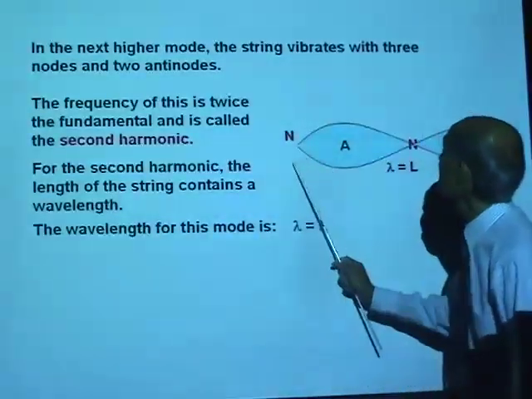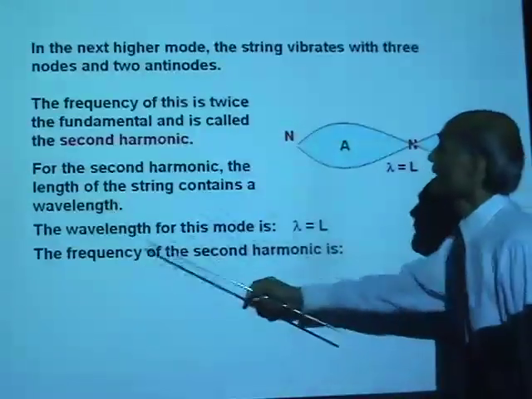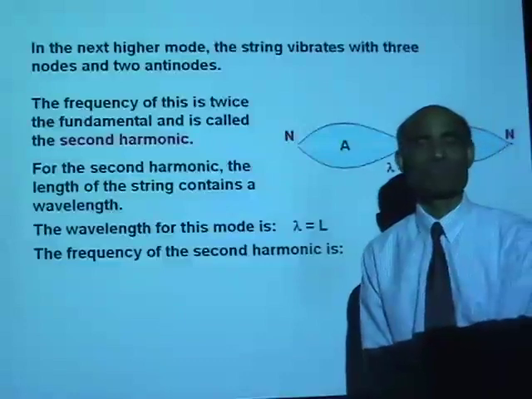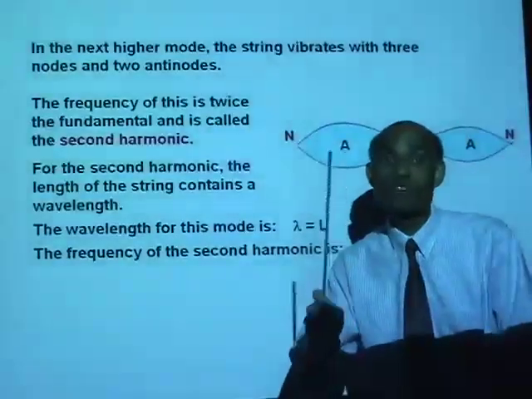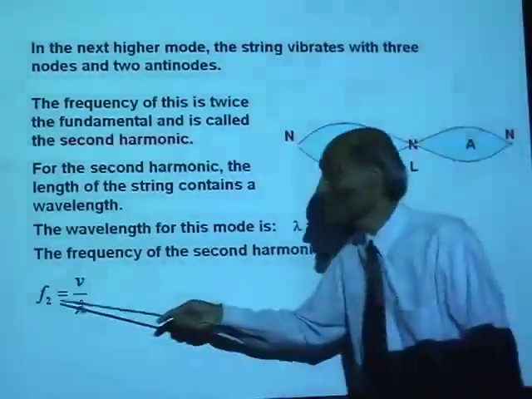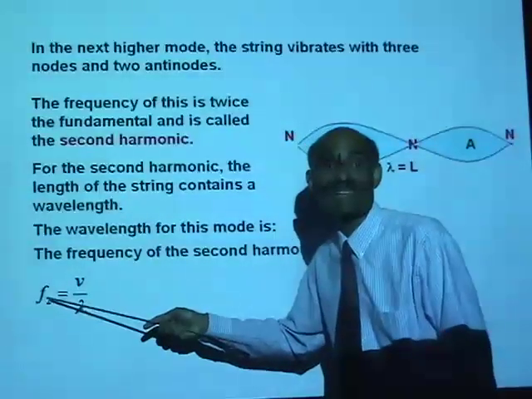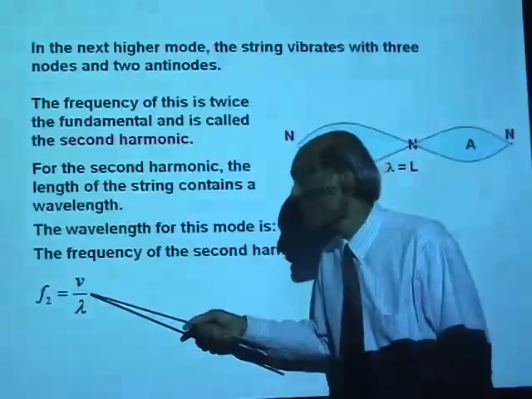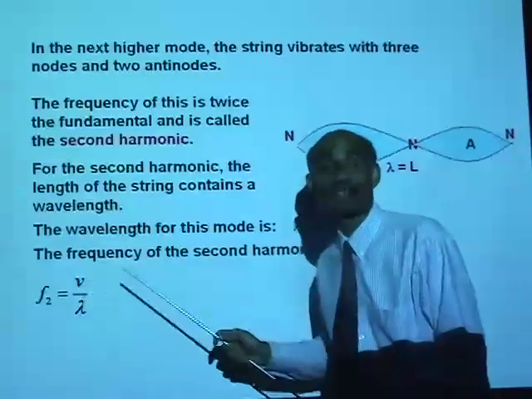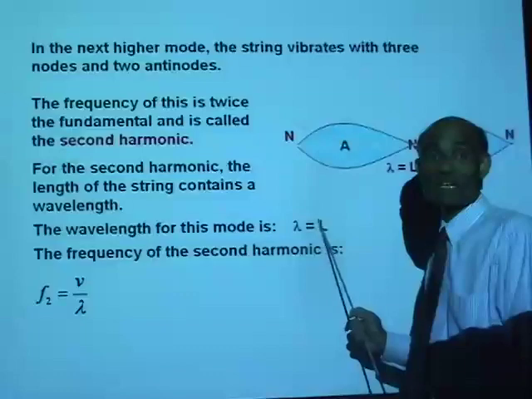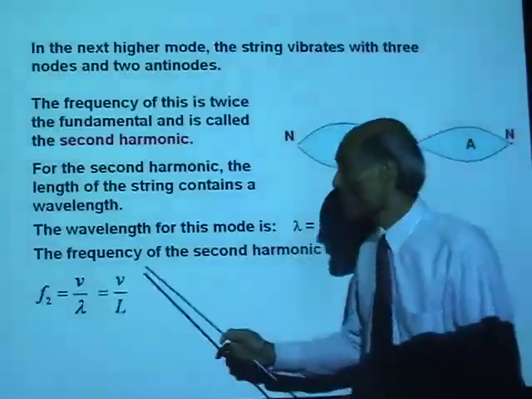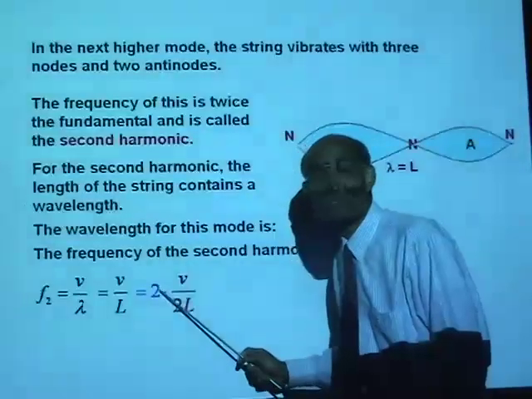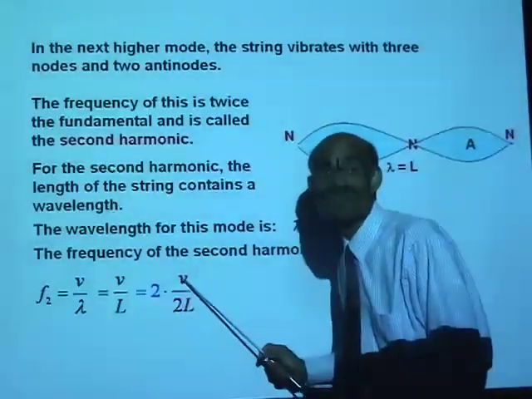Therefore, what is the frequency of the second harmonic? Well, f equal to v over lambda, is that right? I'm going to call the frequency of the second harmonic f2 equal to v over lambda. And what is lambda equal to for the second harmonic? Lambda equal to L. So that would be v over L. And I can write this as 2 times v over 2L.